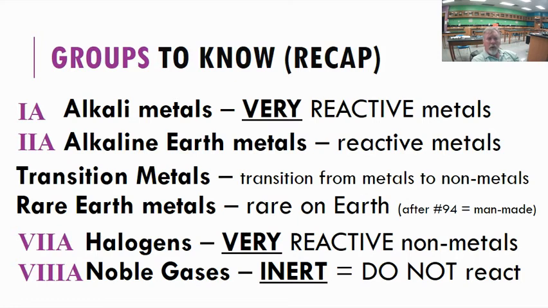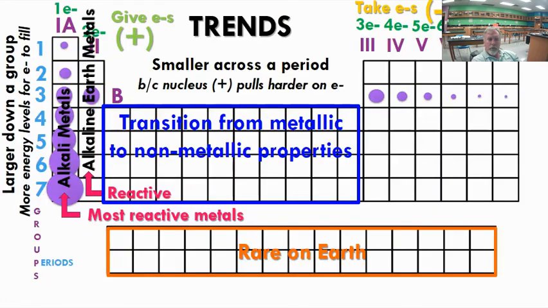So back to our groups that we want to know. Remember, we talked about our alkali metals and alkaline earth metals, groups 1 and 2, and then our halogens and our noble gases, groups 7 and 8. And in between there, we had the transition metals and the rare earth metals. Let's put the rest of these labels onto our blank version of the periodic table.